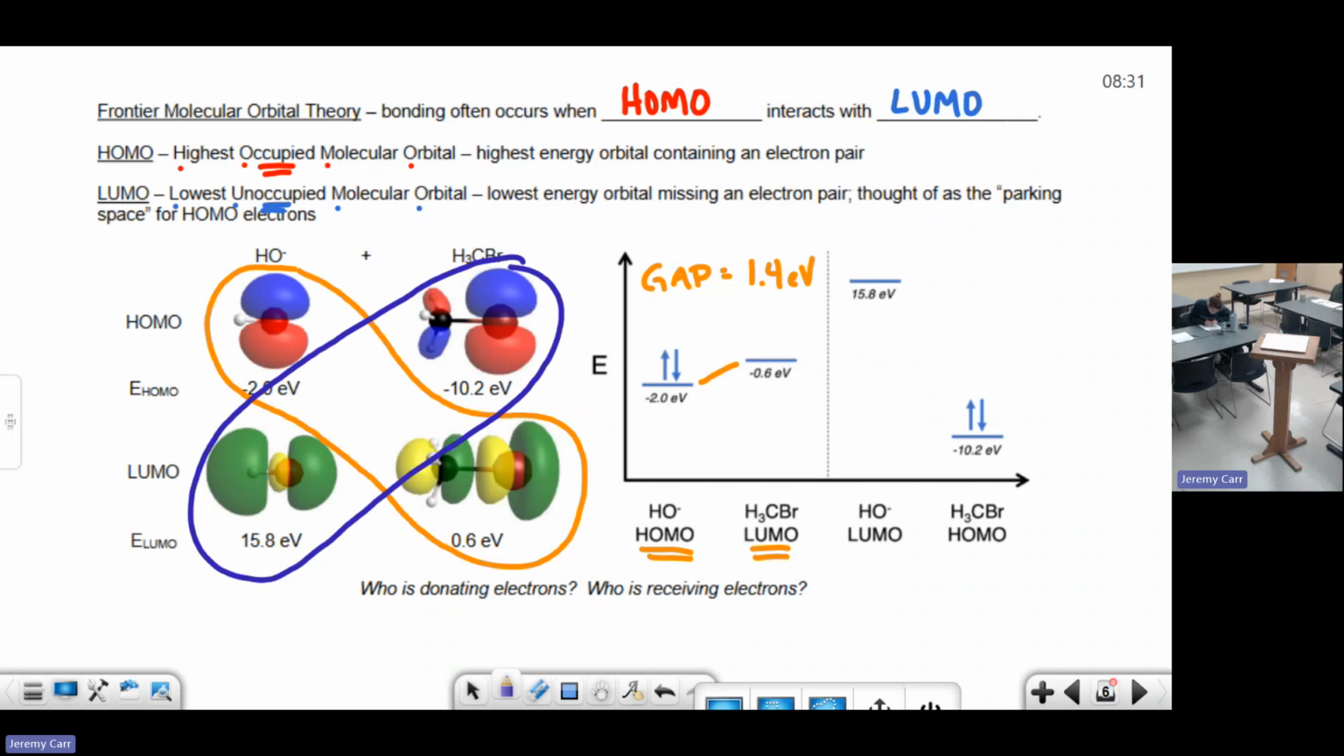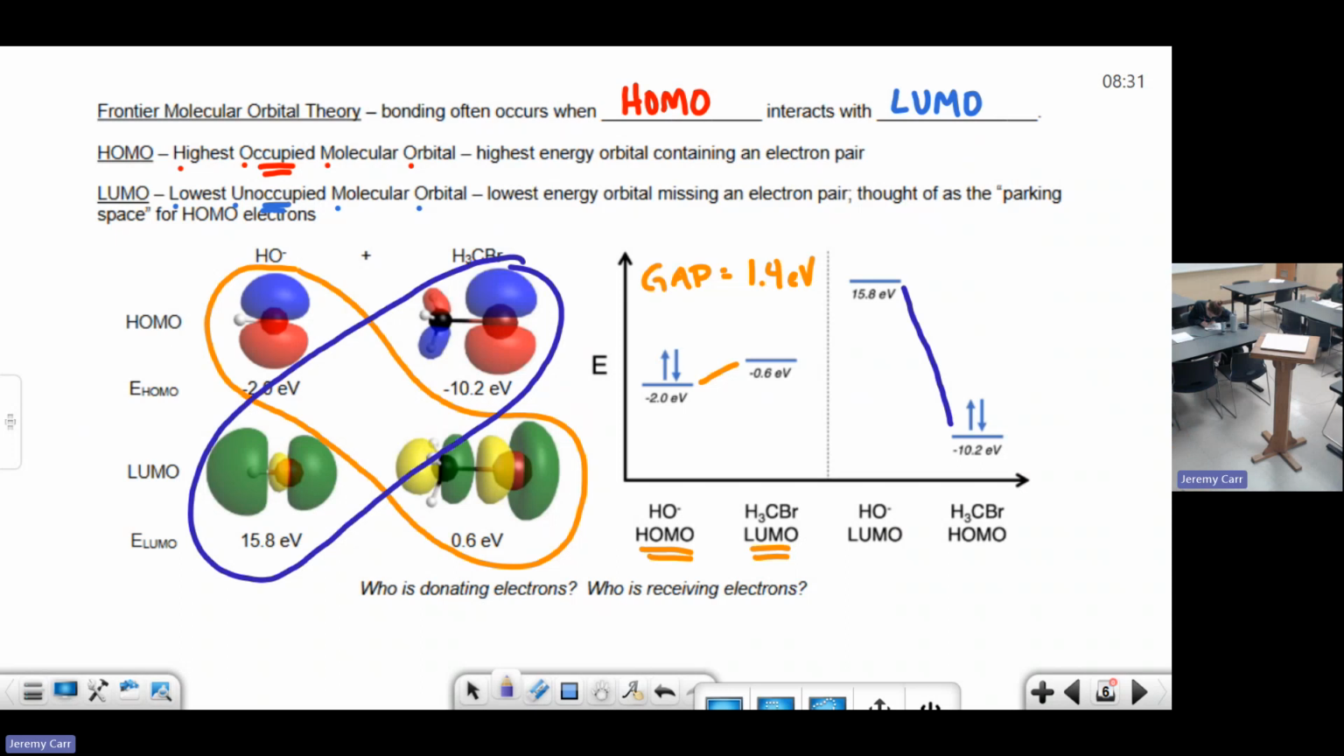What if we take methyl bromide as the electron-rich HOMO and then react it with hydroxide as the electron-poor LUMO? Well, what do you notice here? If we look at the hydroxide LUMO, look how high up it is. It's 15.8 electron volts. And then we have methyl bromide as the HOMO, very low, negative 10.2 electron volts. So we have to do a little bit of math to see this.